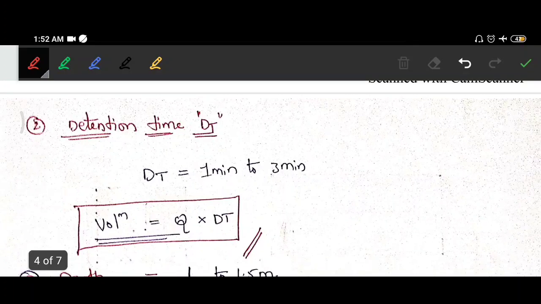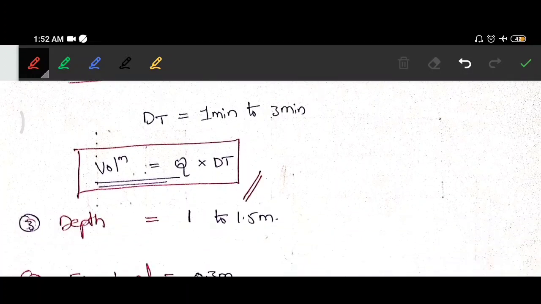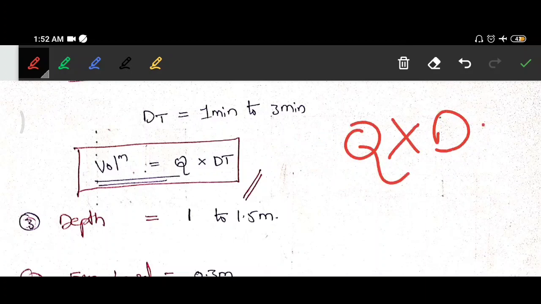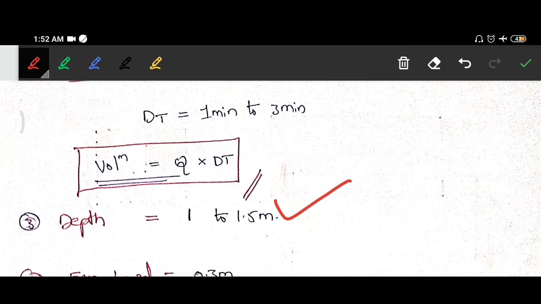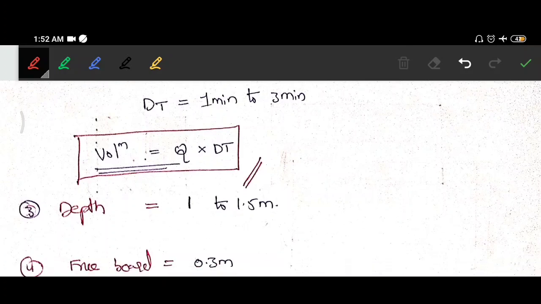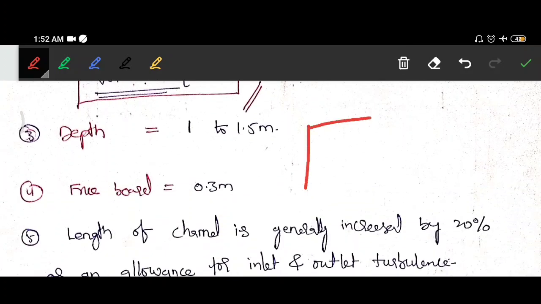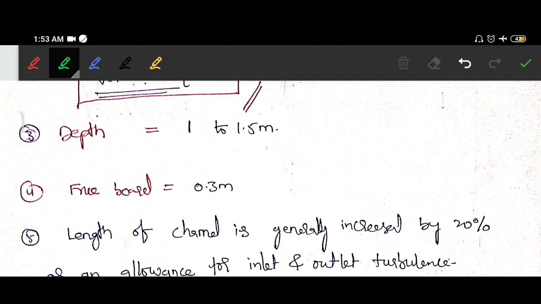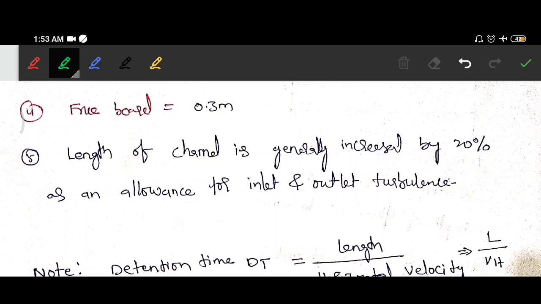Detention time. So detention time for grit chamber is 1 minute to 3 minutes. So the volume we can find, that is discharge multiplied by detention time. Depth we can take 1 to 1.5 meters. If it is not given, we can assume the depth. Freeboard. So this is the effective depth. The remaining is nothing but the freeboard, which is kept 0.3 meters. Length of the channel is generally increased by 20%.